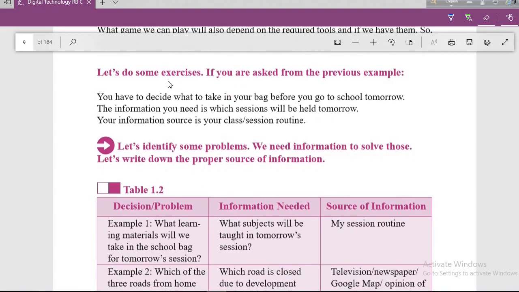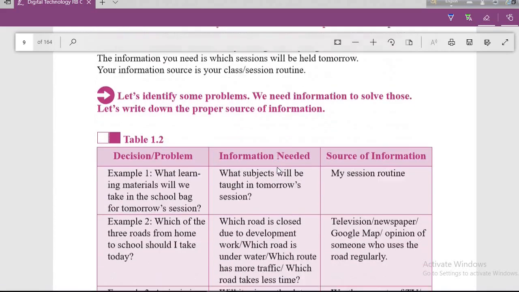Let's do some exercises. If you are asked from the previous example, you have to decide what to take in your bag before you go to school tomorrow. The information you need is which sessions will be held tomorrow. Your information source is your class or session routine. Let's identify some problems. We need information to solve this. Let's write down the proper source of information.